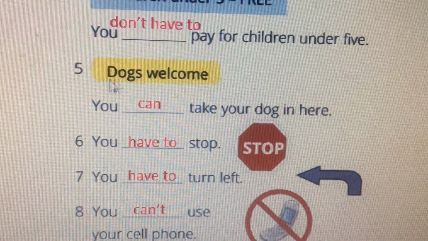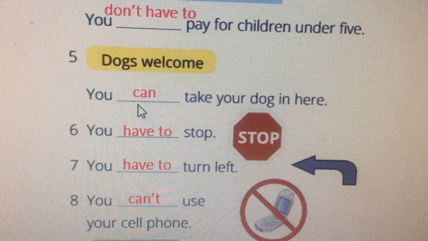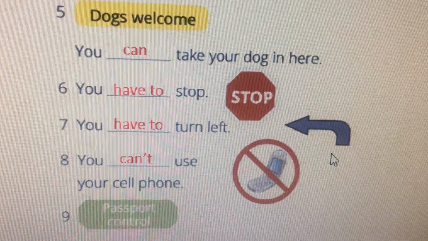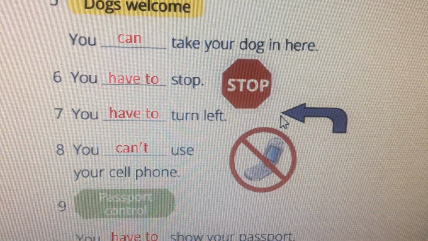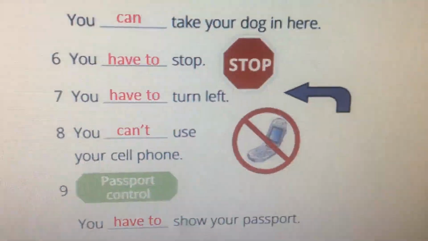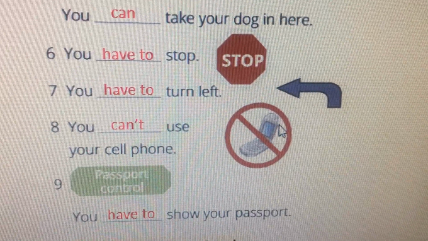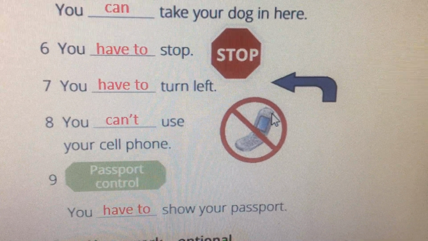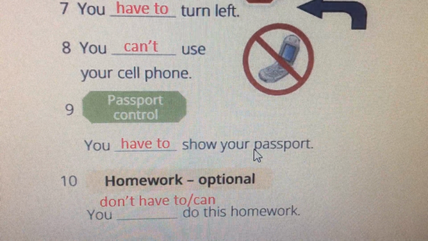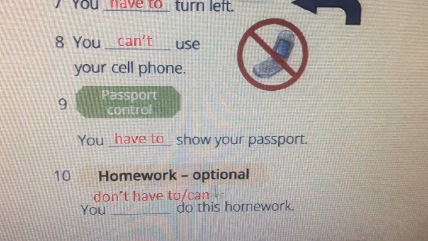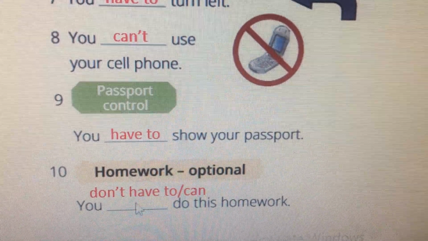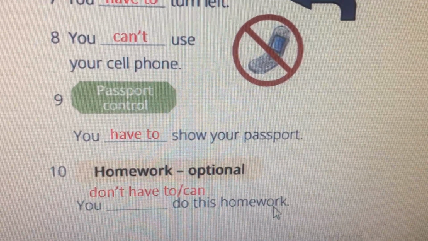And dogs are welcome. You can. You have to stop, have to turn left, or you can turn left. We don't really know what the street looks like. And this one, you can't use your phone. Passport control. You have to show your passport. And homework is optional. That means optional means your choice. So you don't have to do homework, or you can do homework.